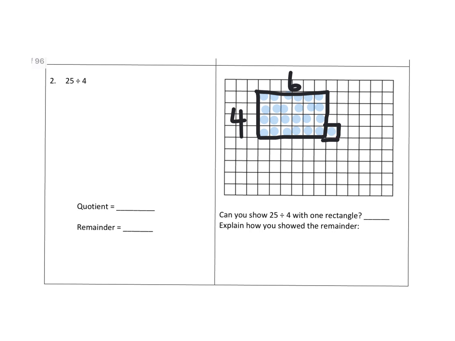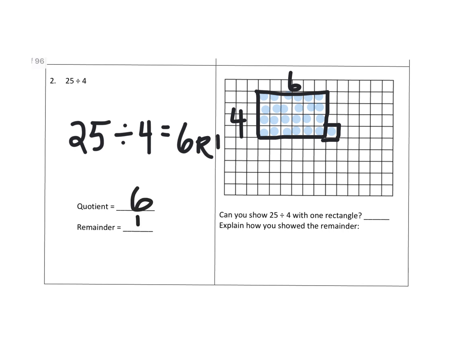So my quotient is, I know if I have 25 dots and I split them into 4 groups, each group is going to have 6 dots. 1, 2, 3, 4, 5, 6 in this group, and 1, 2, 3, 4, 5, 6 in this group, and so on. But I'm going to have one remainder. And we put that R1, remainder 1. My quotient is 6. My remainder is 1.